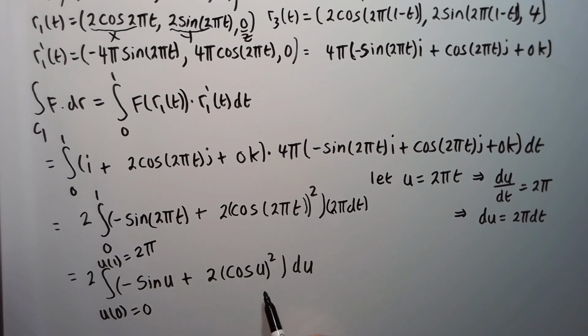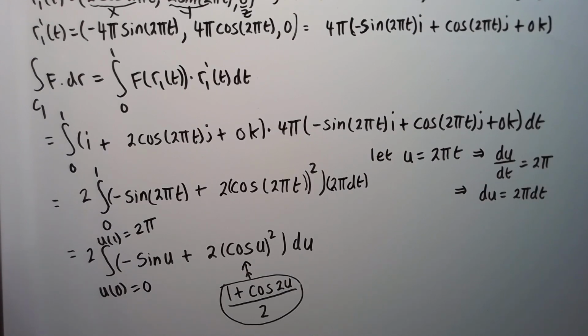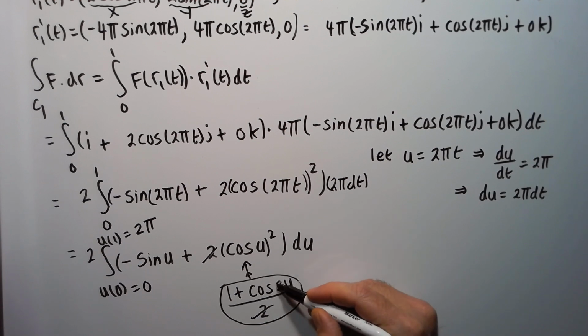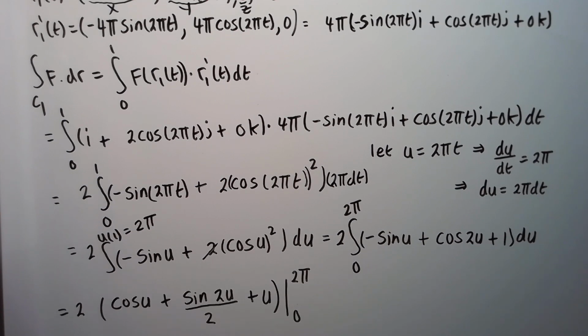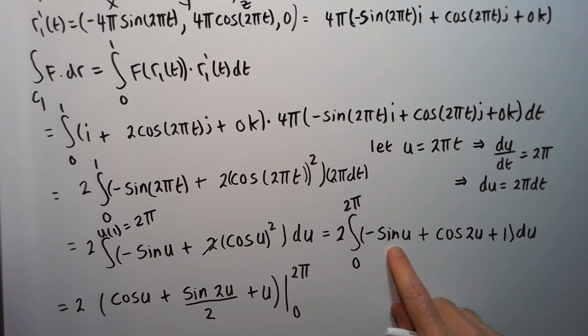Okay, so now we're going to have to do a double angle on the cosine squared here, so let's do that. We're going to replace the cosine squared with 1 plus cosine 2u over 2. These two will actually cancel. Oops. Okay, so let's rewrite it now. So we get this then. Then let's integrate these guys. Integrating, we get this. The integral of minus sine would be cosine. The integral of cosine 2u would be sine 2u divided by 2. The integral of 1 would be u.